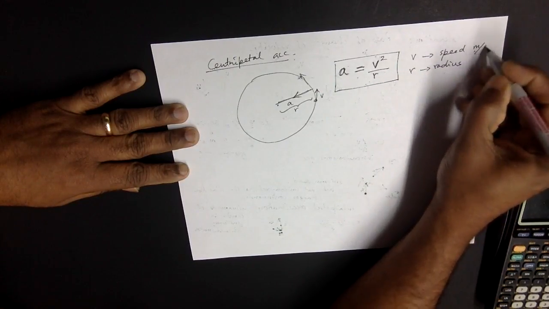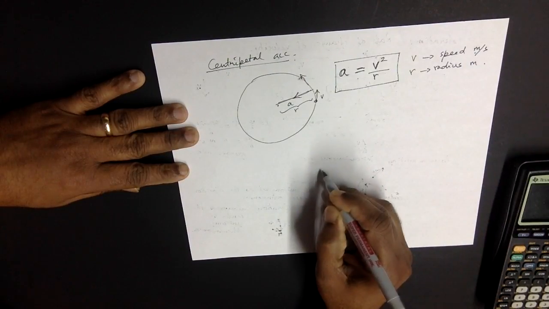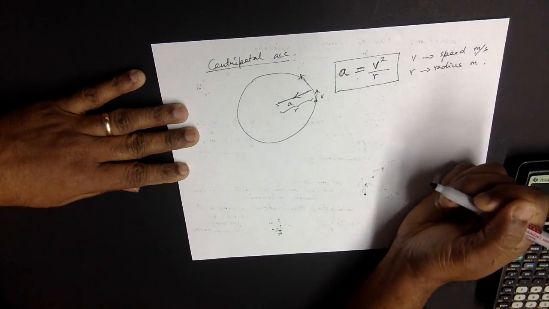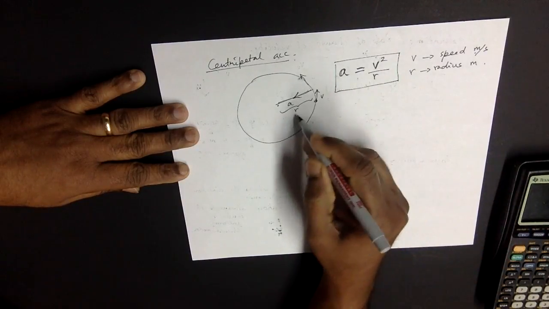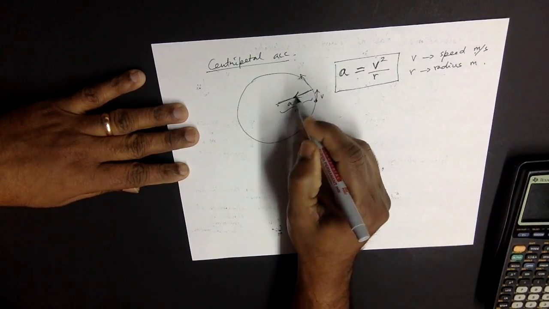This should be in meters per second, and this should be in meters. So to get the centripetal acceleration, this is what is needed. Now, centripetal acceleration has to be provided by a force, as I said. So there must be a force acting in this direction.